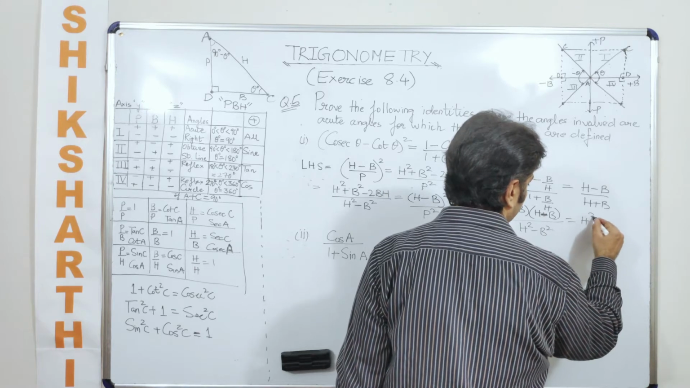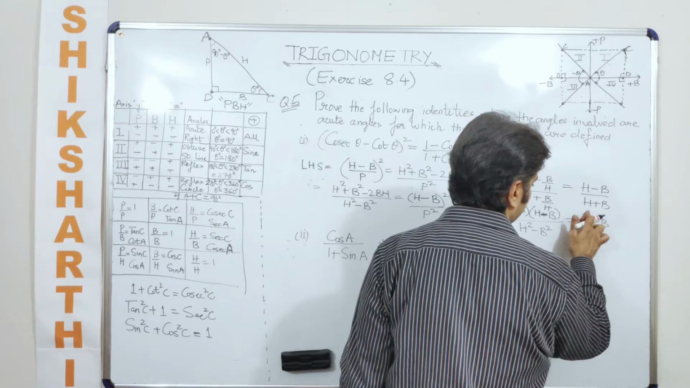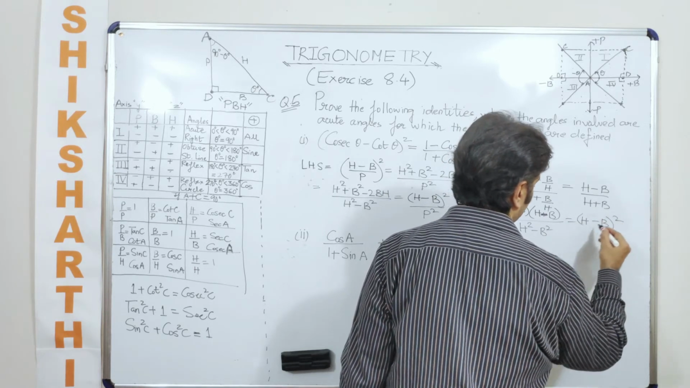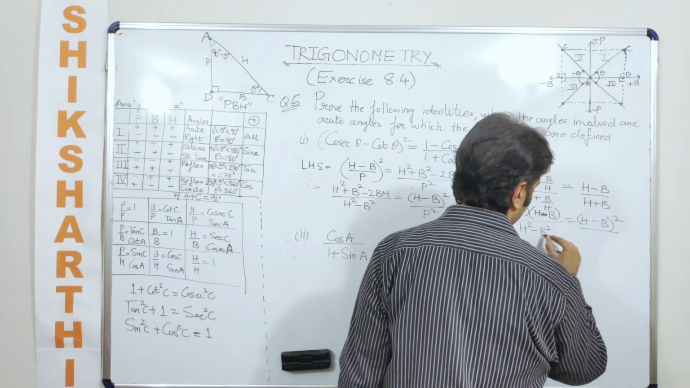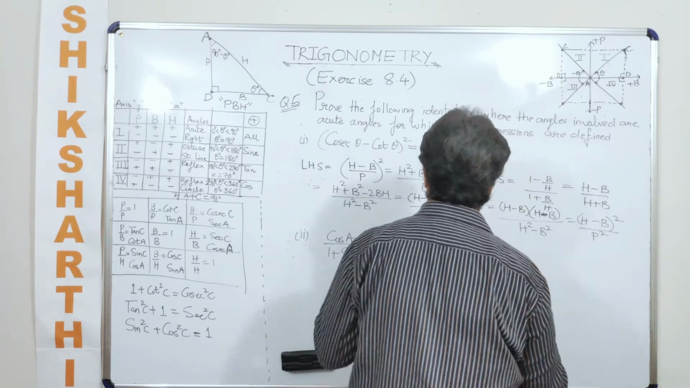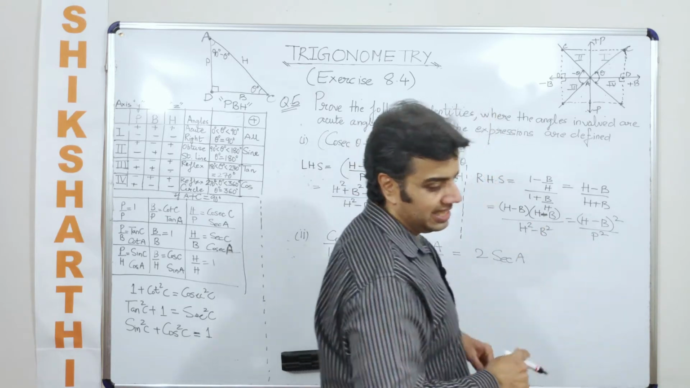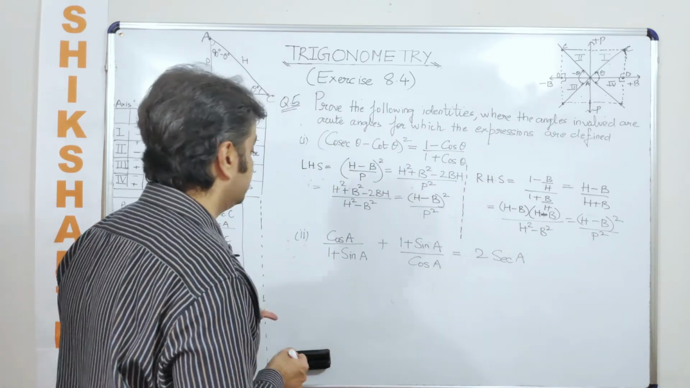so I get what? h square minus b square, h minus b whole square in the numerator, divided by, how much is h square minus b square? It is equal to p square. So can I say LHS is equal to RHS? Yes. Okay, let's move on to the second question.